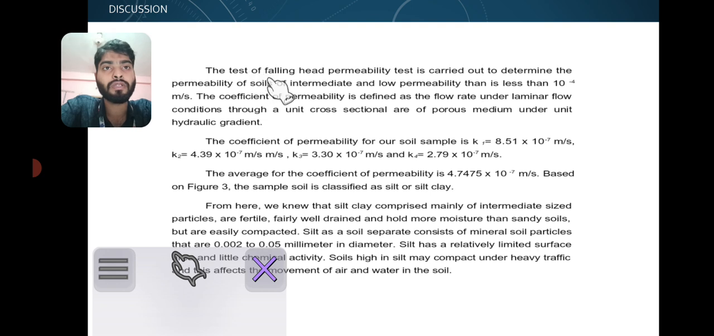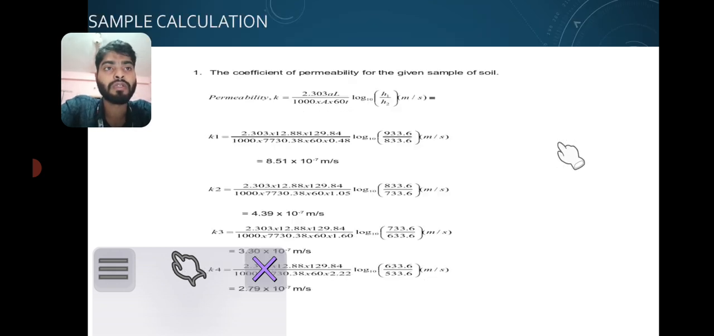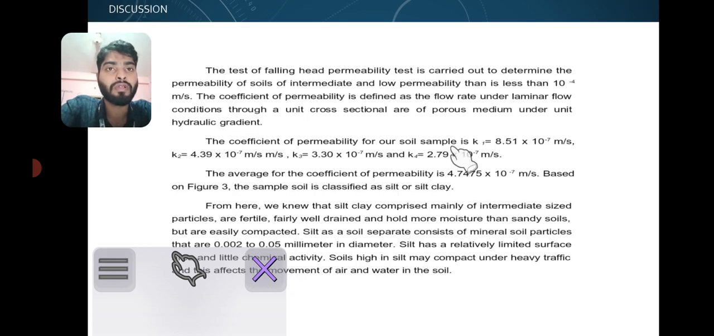The falling head permeability test is carried out to determine the permeability of soil of intermediate and low permeability, less than 10 to the power minus 4 meter per second. The coefficient of permeability is defined as the flow rate under laminar flow conditions through a unit cross-sectional area of porous medium under unit hydraulic gradient. The coefficient of permeability for our soil sample K1 is 8.51 into 10 to the minus 7 meter per second. These are the samples we are talking about, and K2, K3 and K4 respectively.